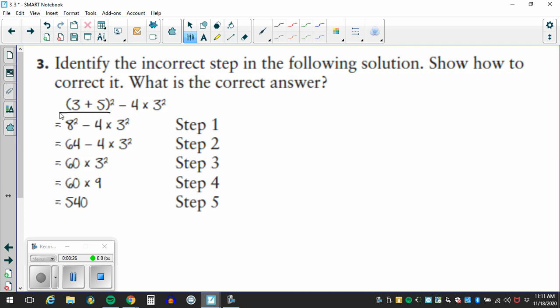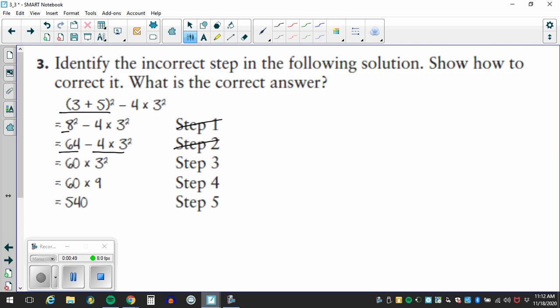So the first thing they did was they simplified the brackets and got 8 and put 8 squared, and then they brought the rest down. So there is no error on step 1. Step 1 is fine. The second step they did is they simplified the first power from 8 squared to 64, and they brought the rest down. So step 2 does not have an error, it's fine.